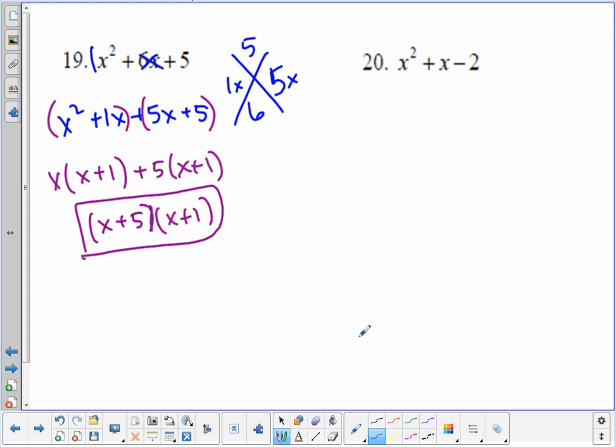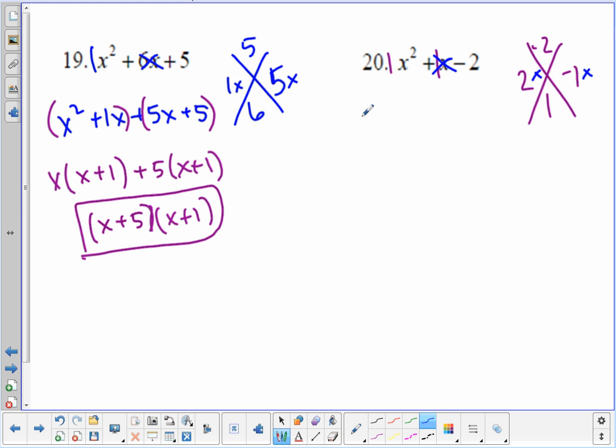Last question, and then we get to be done with these notes. So in number 20, x squared plus x minus 2, no GCF. So I'm just ready to factor. 1 times negative 2 is negative 2, and middle term is a 1. So what multiplies to negative 2 and adds to 1 is going to be 2 and negative 1. So that's what I'm going to split my middle term into.